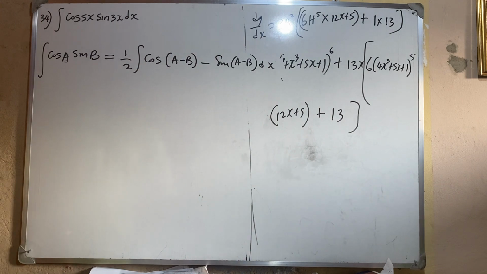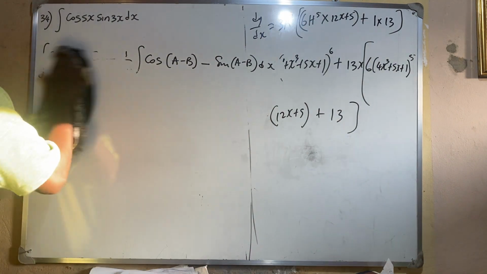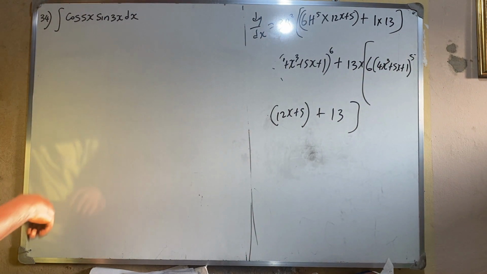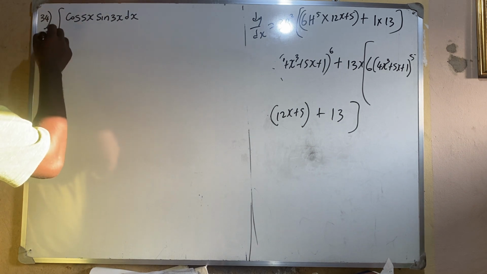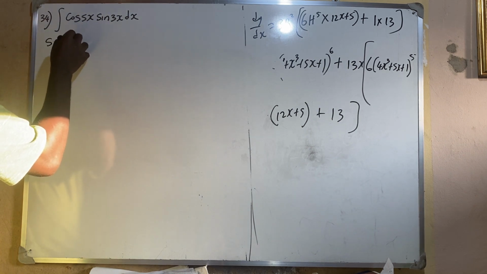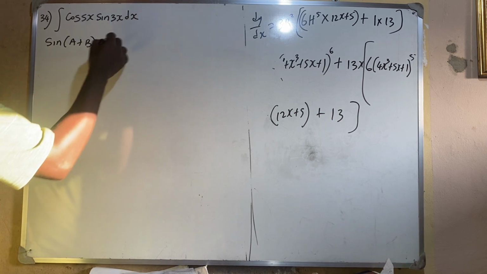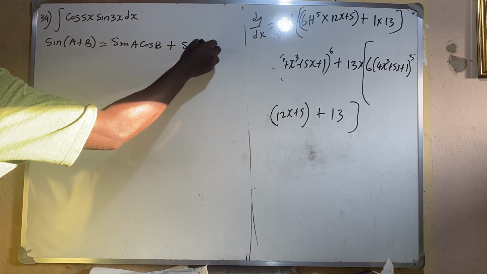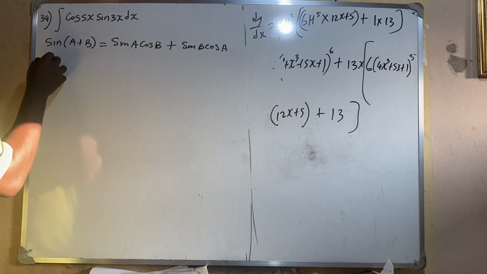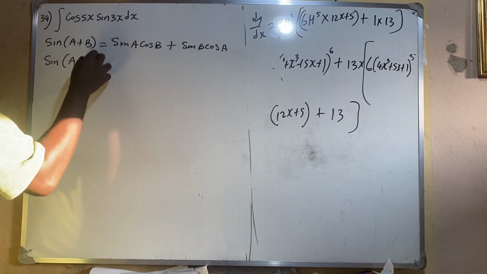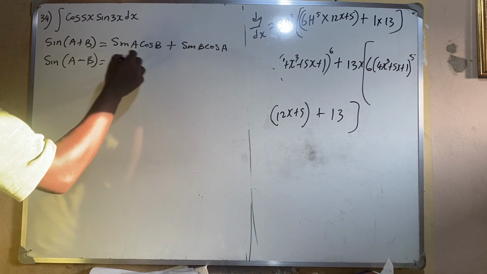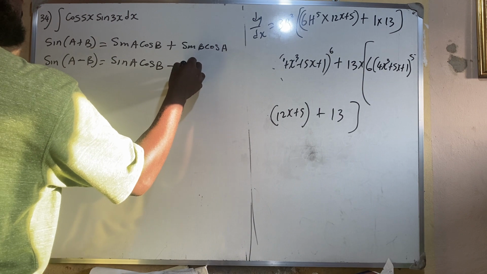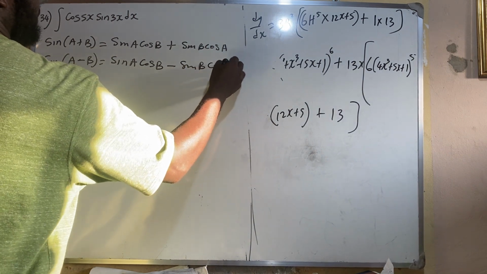So this is gotten from, okay, if you don't want to get confused, let me derive it for you. You can watch it in my video on integration, but let me just derive it for you. Whenever you have something like this, you will remember that sin a plus b is equal to sin a cos b plus sin b cos a. Then sin a minus b is equal to sin a cos b minus sin b cos a.